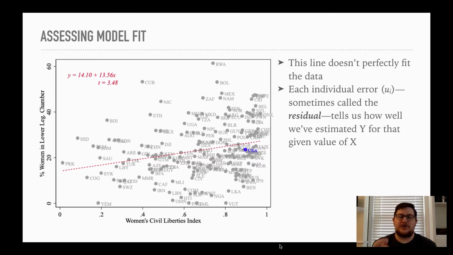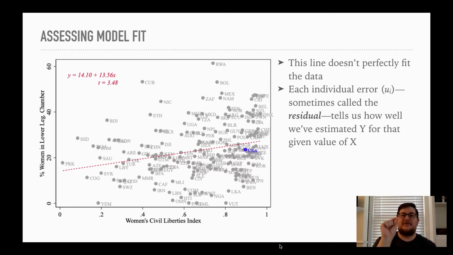You recall we talked about the errors. We talked about how Ethiopia is not very close to the line. Yemen's not very close to the line. You can see that Rwanda and Cuba are not very close to the line. Each individual error, which we called u sub i, those are often called residuals. So when you hear discussion of model residuals, that's what they're talking about: things that don't perfectly fit on the line. That tells us how well we've estimated Y for that given value of X.